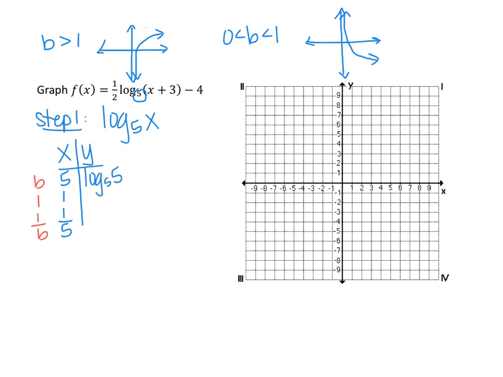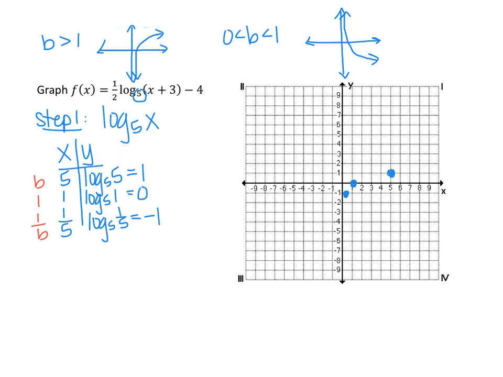Log base 5 of 5 means 5 to what power is 5? That is 1. Log base 5 of 1 means 5 to what power is 1? That would be 0. And log base 5 of 1/5 means 5 to what power is 1/5? -1. So I'm going to start graphing those points. Here's 5, 1; 1, 0; 1/5, -1, about there. Over 1/5, down -1. So that's like the parent function.